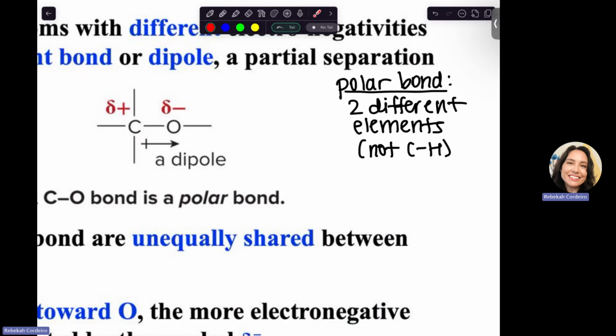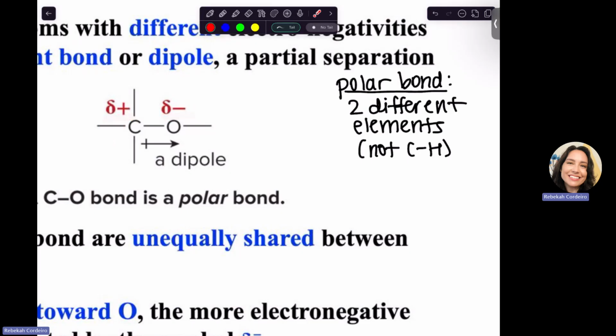Electrons are negative, so if you pull negative electrons toward you, you're going to be a little bit negative, which means that the other atom is going to be a little bit positive because it has its electrons being pulled away. So the carbon gets a little symbol saying it's partially positive. So this little symbol delta means partial charge. So partial negative on the oxygen, partial positive on the carbon.